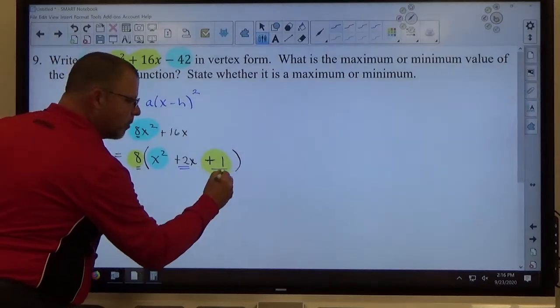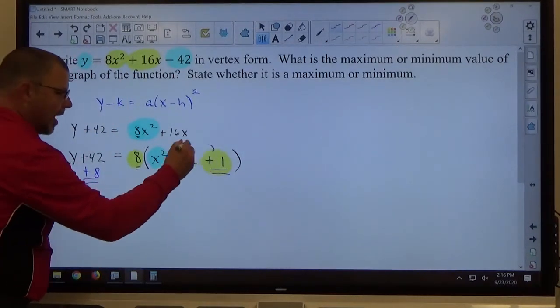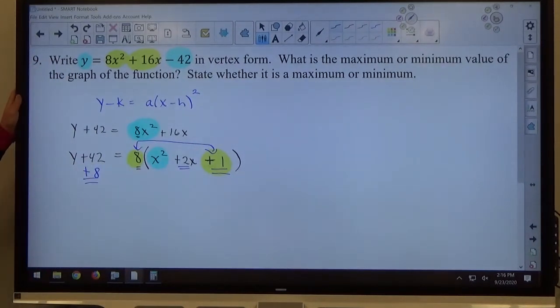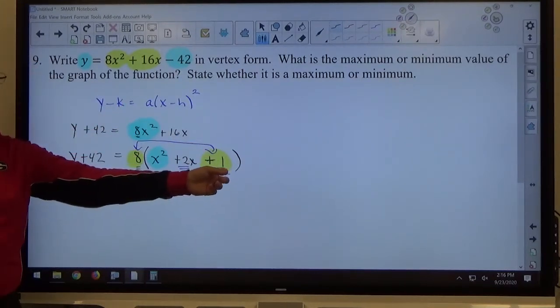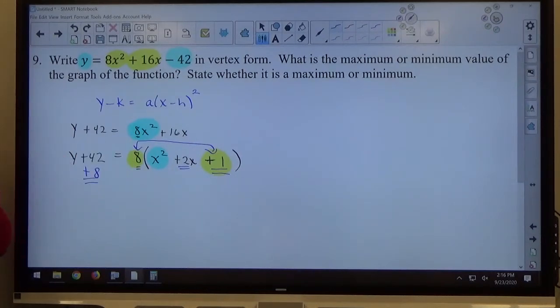Again, these numbers will not always match. But this times this will match what that is. That's the only tricky part in this problem. You have to complete the square, you have to put plus something here, but that something might be multiplied by something else. That's what you have to modify over here.